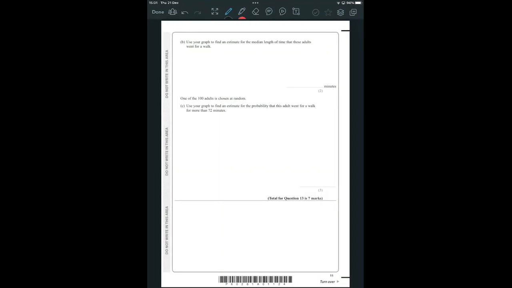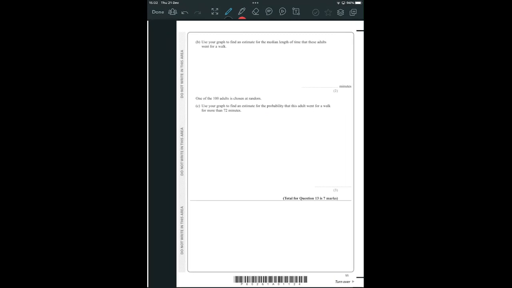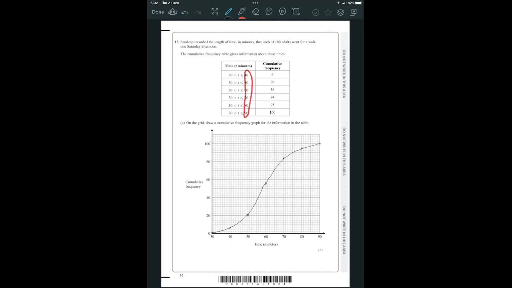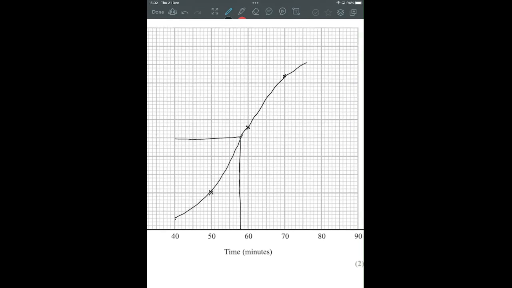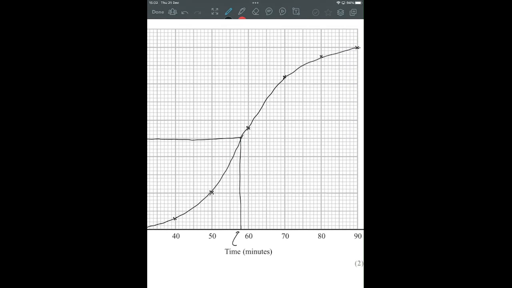Part B, use your graph to estimate the median length that they went for a walk. Well, the median is halfway up. We know there are 100 adults, so the median is going to be at 50. Of course, the answer is not 50. We need to go across and down on our picture. Please do draw on those markings. That counts as your working.